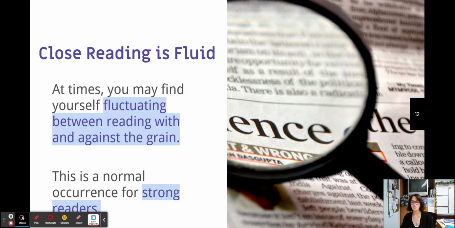Strong readers are able to do both at the same time. And normally that's kind of how our brains function, right? We're like, okay, well, this is what they're saying, but I don't agree with it. So the more and more that we practice this, the easier it's going to be to do both at the same time. Okay. So again, review any parts of this video that you need because this is how we are going to be annotating throughout the entire year.